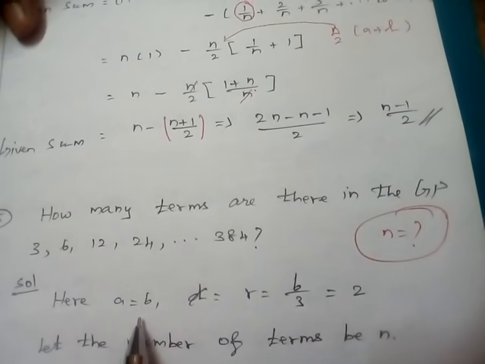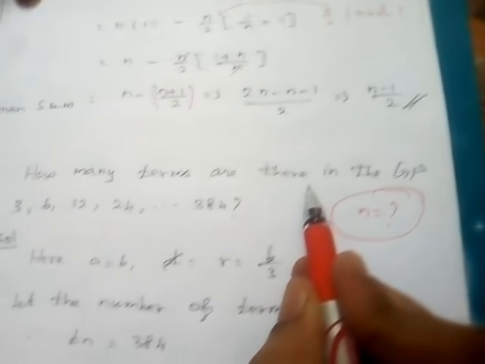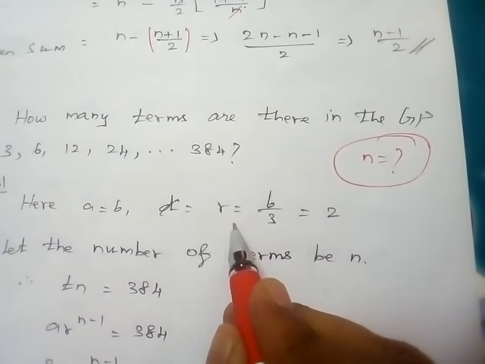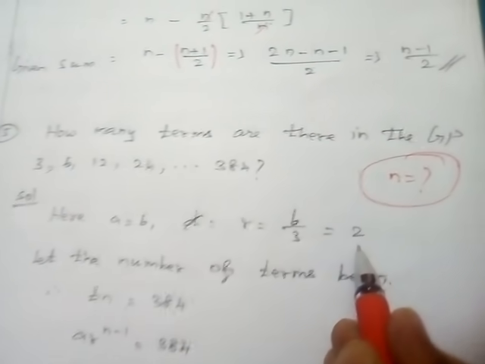So what is given? A equal to 6. Already given in the question, this is in geometric progression. Therefore we can find the ratio: second term by first term. So 6 by 3 equal to 2.